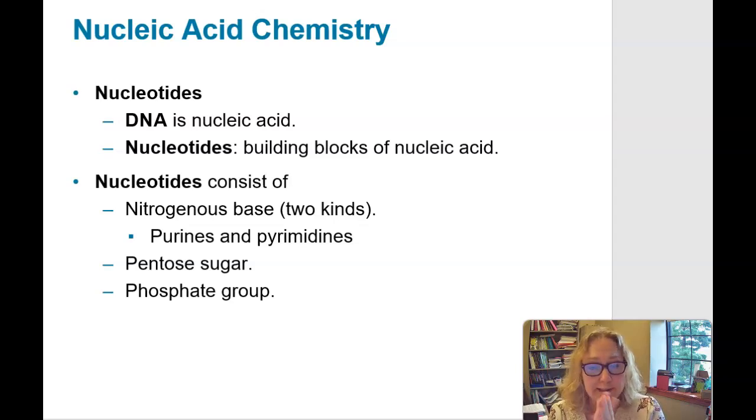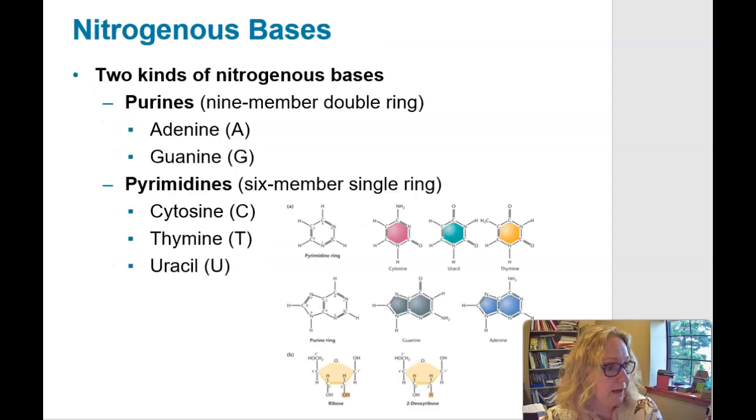DNA has nucleic acids. They are nucleotides. They are the building blocks of nucleic acids. They consist of a nitrogenous base, two kinds, purines and pyrimidines. We'll talk about those. A pentose sugar and a phosphate. Okay? And it looks like this, right?